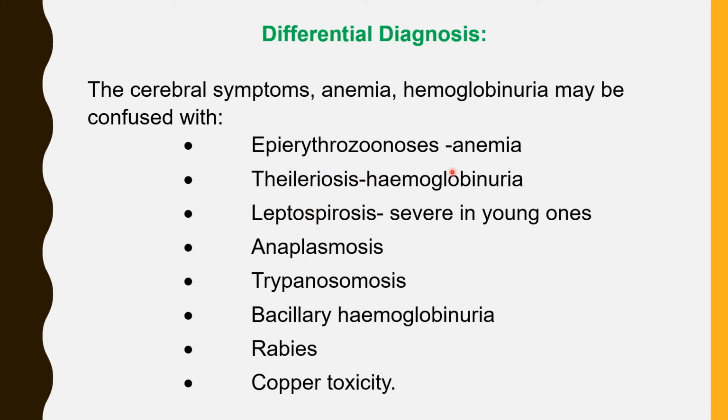Eperythrozoonosis is also manifested by anemia. Theileriosis, also similar symptoms. Leptospirosis, anaplasmosis, trypanosomiasis, bacillary hemoglobinuria, rabies especially shows the cerebral symptoms, and copper toxicity. These diseases are required to be differentiated from babesiosis.